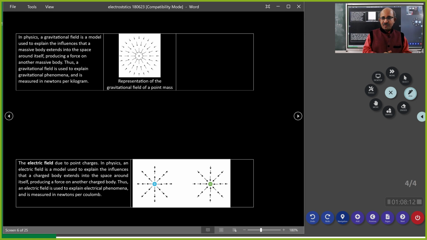Now, frankly speaking, the gravitational field of Earth extends up to infinity. The only thing is the intensity keeps on becoming lesser and lesser. So if you go beyond a particular point, the gravitational field of Earth is negligible. So for all practical purposes, the gravitational field is 0. See, you please understand all these things very carefully.